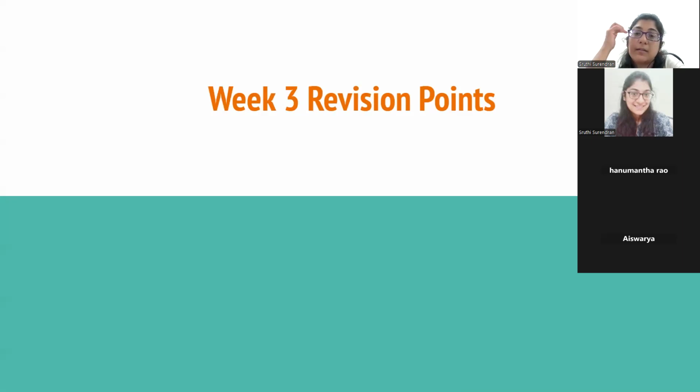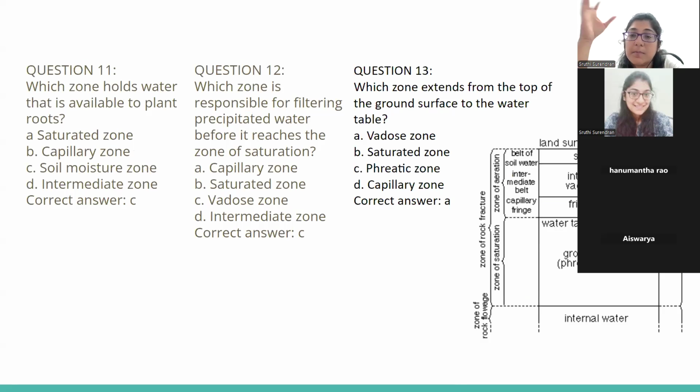Moving on to the third week's revision points. The questions will be mostly based on this Vadose zone, that is the segregation of the Vadose zone. So Vadose zone is also called the zone of aeration or unsaturated zone. And in the Vadose zone itself, there are three different zones: soil water zone, intermediate Vadose zone, and capillary fringe. And below that is the zone of saturation, which is basically the confined aquifer, where you will find the water table. So the saturated zone and unsaturated layer is separated by this water table.